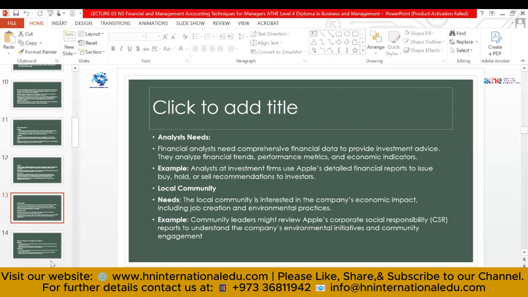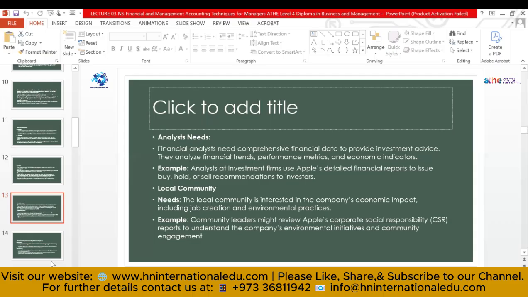Financial trends: what's going on at the moment in the market, in the industry. Performance metrics: we compare our company with the other company. Economic indicators include inflation, the interest rate, employment, unemployment, and these factors: fiscal policy, monetary policy, taxes, subsidies, grants, and so on.